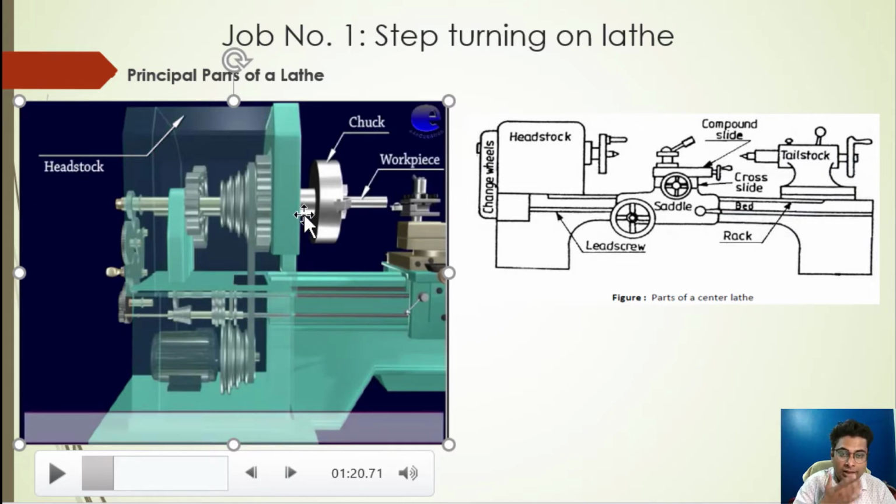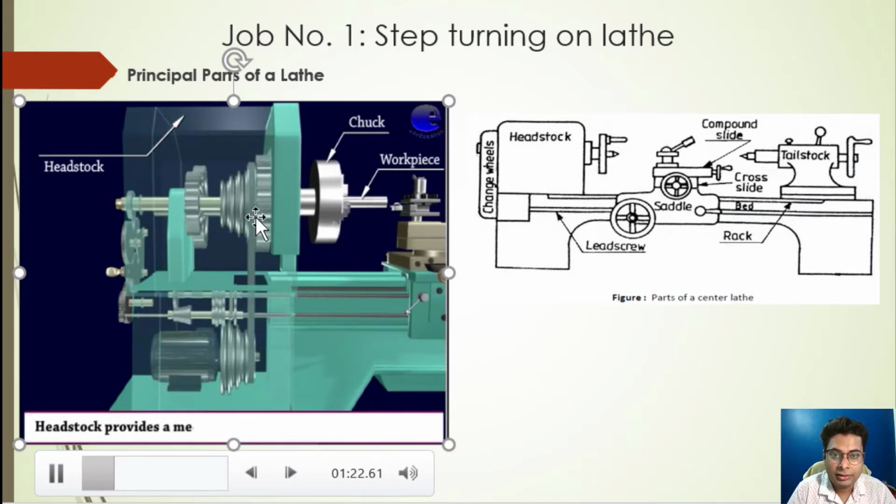And at the end of the headstock, there is a spindle. On this spindle, generally a chuck is loaded. What is a chuck? Chuck is basically a vise which holds the workpiece. Okay. The chuck generally is of a three jaw or a four jaw. They have their different purposes, their uses.